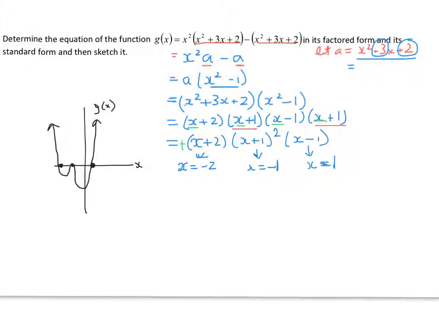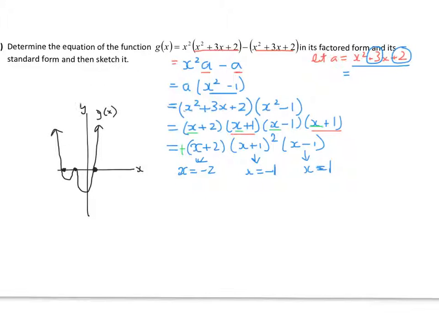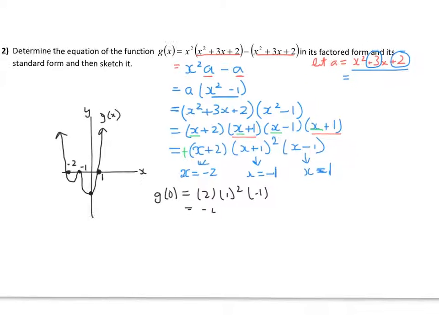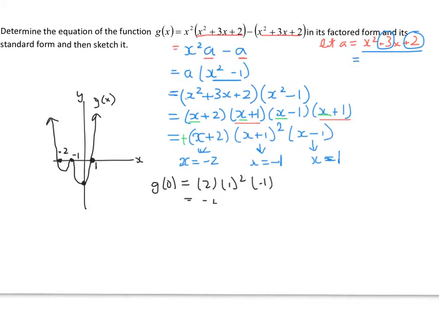And I really should be labeling my axes, and I'm also going to label where those zeros were. So they were at -2, -1, and at 1. And the other thing I could figure out is the y-intercept by evaluating g at 0, which would give us 2 times 1 squared times -1, which is -2. Diagram not quite to scale, but not too bad. There we go. -2 is my y-intercept. So that would be sufficient. Technically, I should use a ruler, but I haven't.